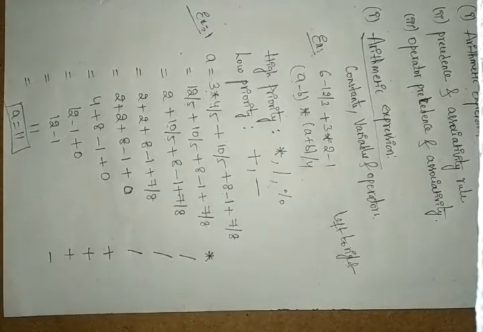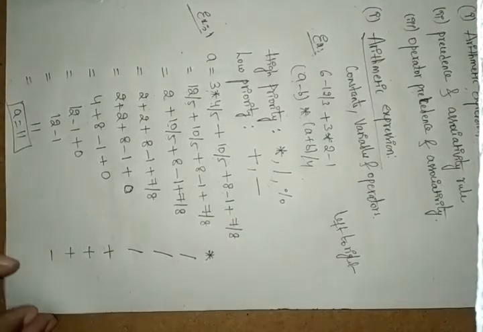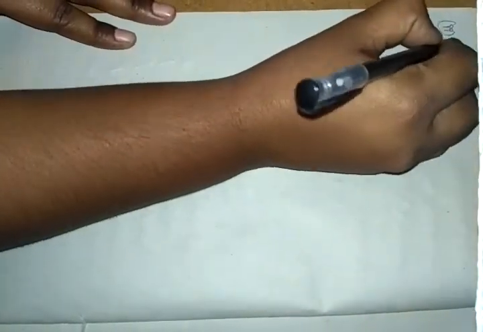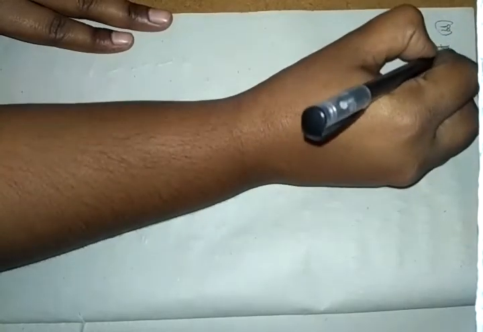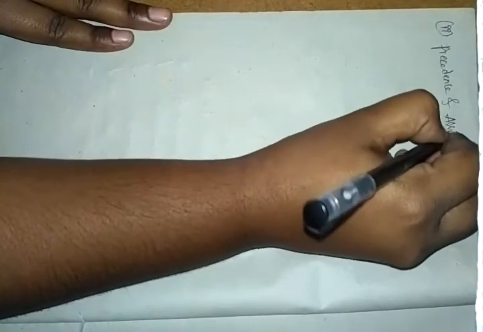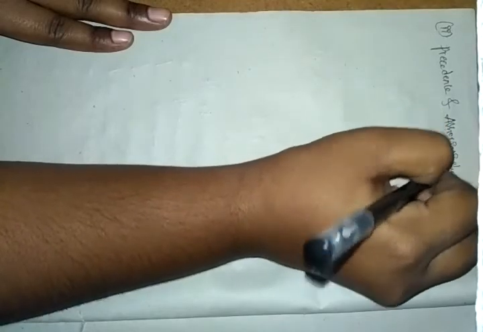Okay. And next here we have the precedence and associativity rule. Okay, we have the second one, the precedence and associativity rule, in the second way. Second one we have precedence and associativity rule. Okay, for this you can perform, right?